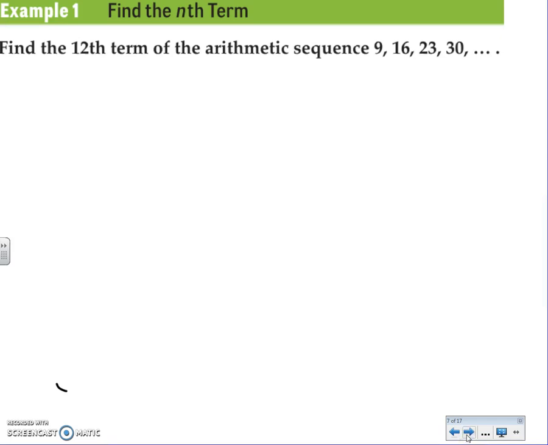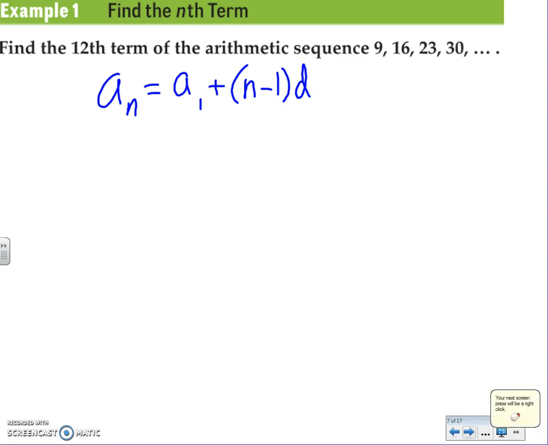Alright, so the first problem, find the nth term. Find the 12th term of this sequence. So we see it's 9, 16, 23, 30. That's 4 of the terms. We need 8 more, and you could find the difference and add it over and over again. Let's write the formula first, though. It was a sub n equals a sub 1 plus n minus 1 times d. Alright, so right here, we have to find a sub 1, n, and d.